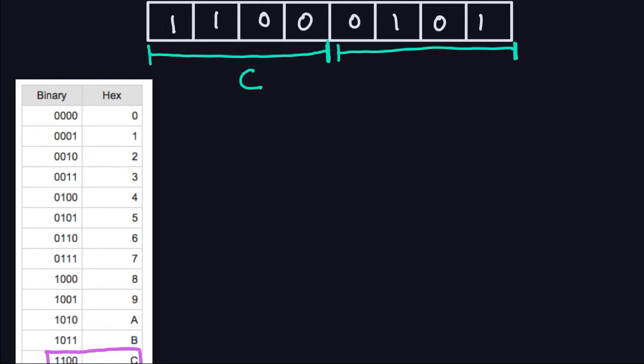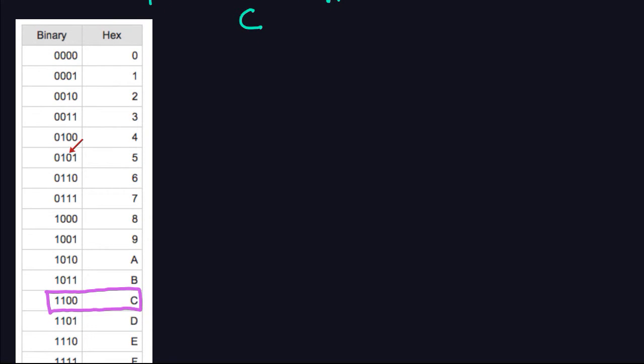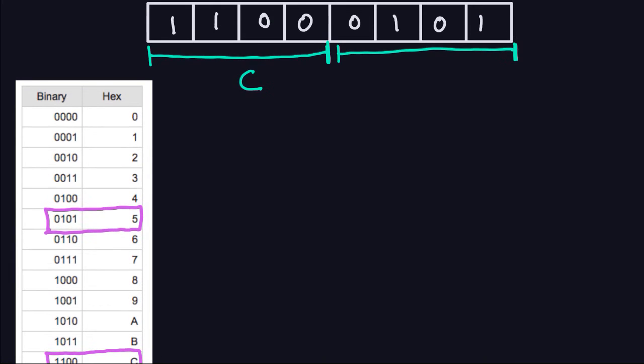The last 4 bits, which are these guys over here, 0, 1, 0, 1, I have to go look again at the table and see what hexadecimal that is representing. 0, 1, 0, 1. That is going to be over here. That is number 5. So let me mark that down again with some color. So those 4 bits are, in this case, the number 5.